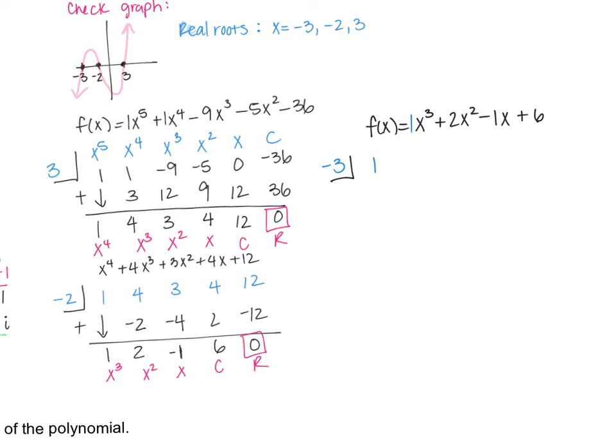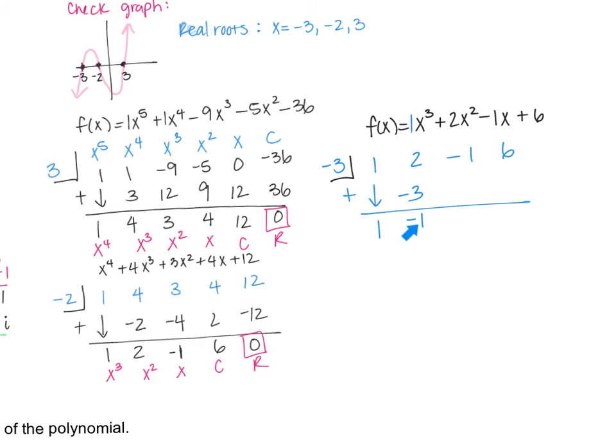Again, I'm just being a little bit lazy and just writing down the numbers this time, but I'm making sure that they are in order. So this is x to the third, x squared, x to the first, and then the constant. So I'm going to bring down the first number, 1 times negative 3, negative 3. If I add, that's going to be negative 1.